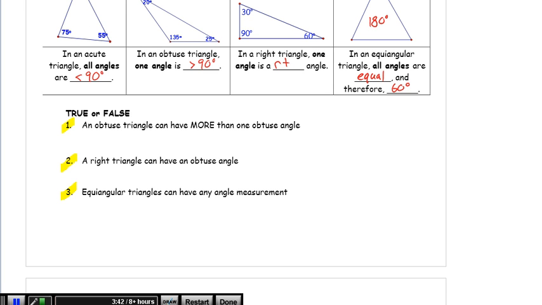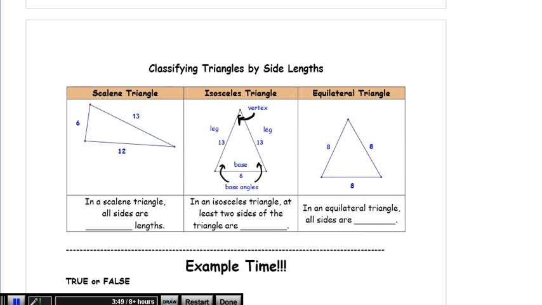We talked about number 1. I mentioned it there. So just write true or false. Again, maybe draw a picture. We will discuss these tomorrow in class.